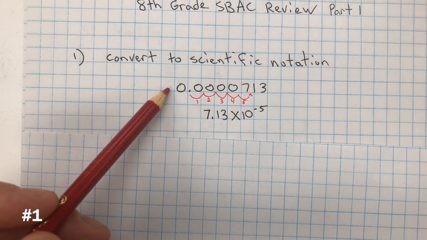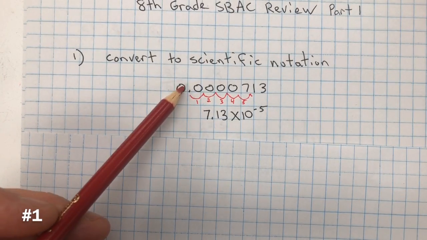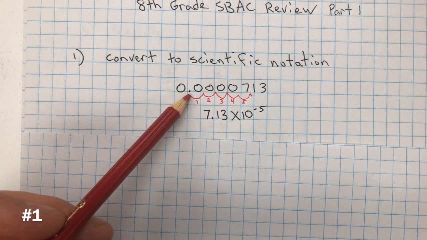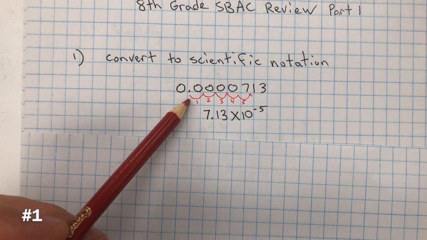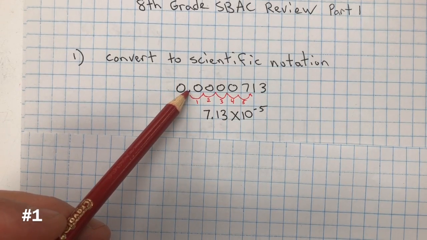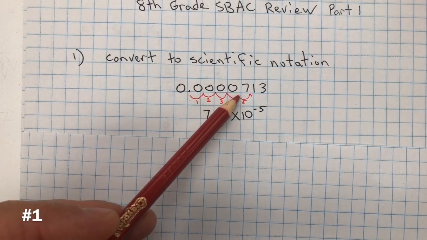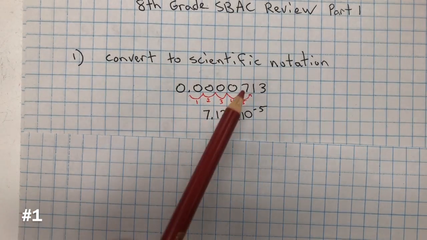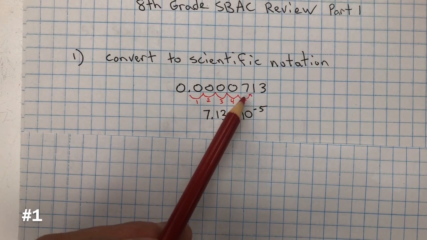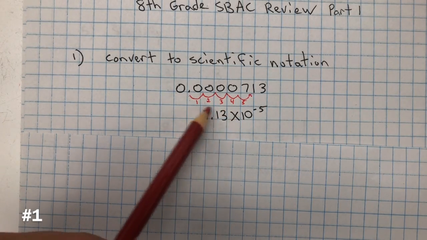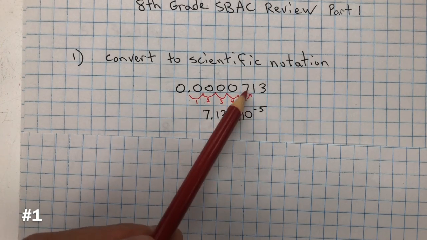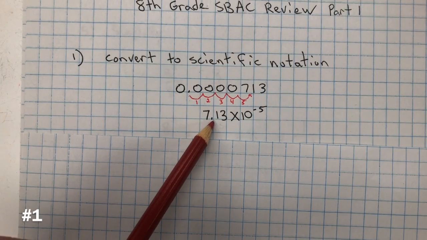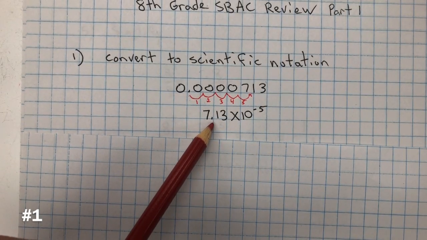So currently this number is in standard notation. And to convert it to scientific notation, we need to increase the value. Right now, it has a very small value. So we're going to move the decimal 1, 2, 3, 4, 5 place values. And we stop here because in scientific notation, this term has to be greater than or equal to 1, but less than 10. So we stop here and we get 7 and 1300ths. 7 is greater than or equal to 1, but less than 10.